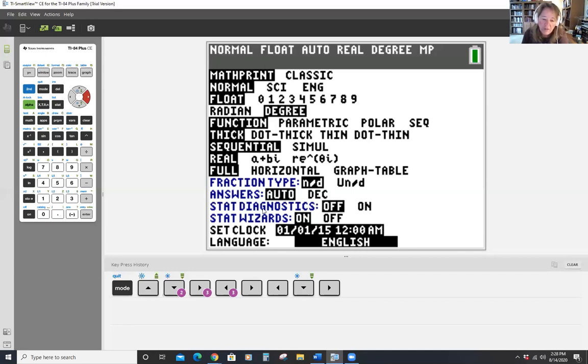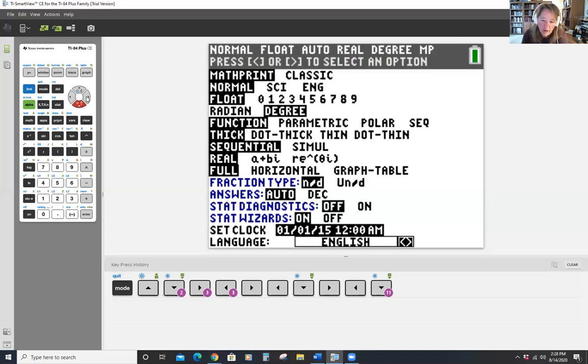Go ahead and turn your statistical diagnostics off and your stat wizards on. I can't change the clock. If you want to have your clock tell you what time it is, that's fine. This one's kind of cool. You can actually switch it to a different language if you want. Let me get down to it. I think the only choices on most of the new calculators are English and Spanish. This one does Portuguese, Dutch. I don't know what all of them are, but anyway, I'm sticking with English.